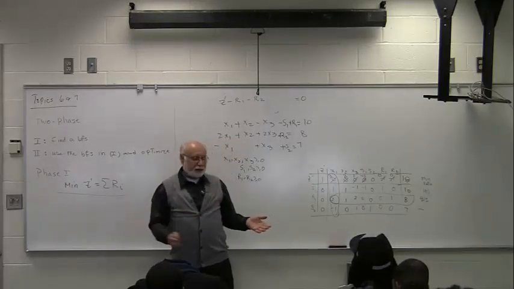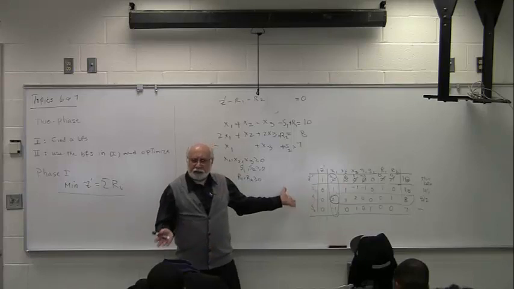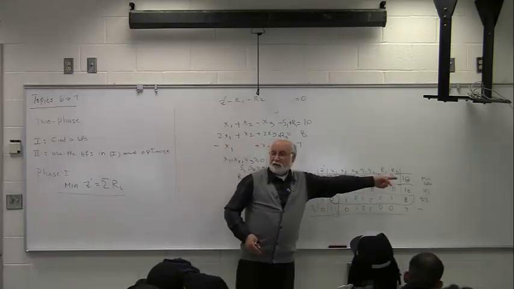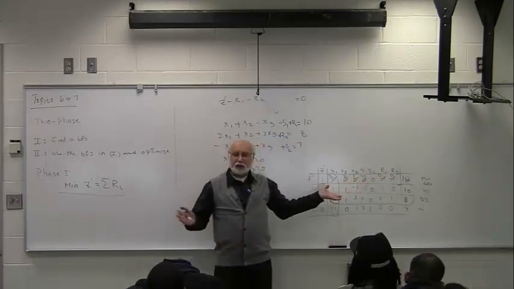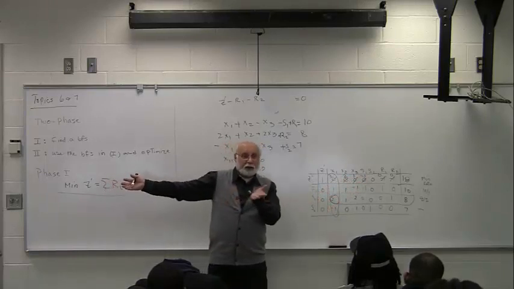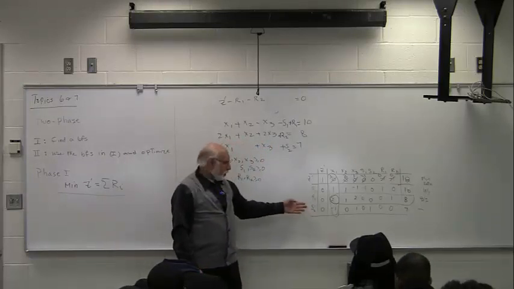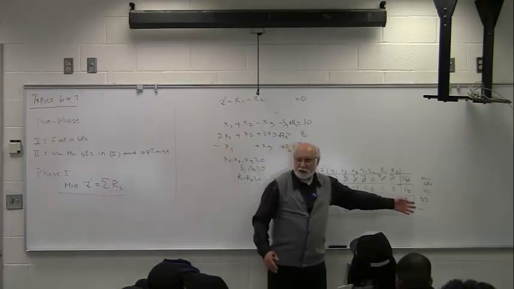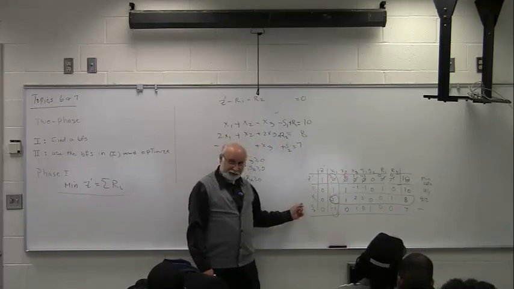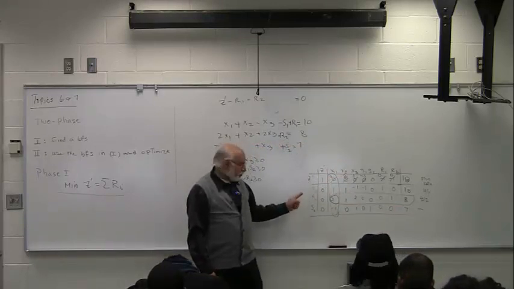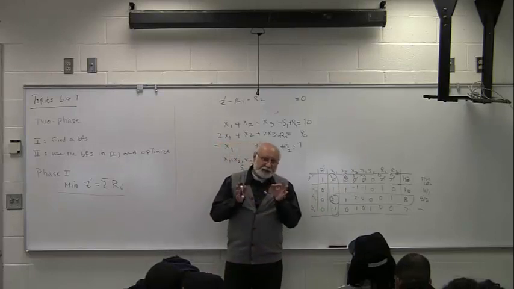When would the problem be infeasible? You reach optimality here. What do you mean you reach optimality? It means you won't have any positive value. This is a minimization. You won't have any positive value in here. Can't go any further. You say optimality is reached. But then you look in here, and you say, oh, I have R2 here, and the value in here is 7. I reached optimality, but I have an artificial variable. I can reach optimality, but with that penalty that I have in there. At that point, you say, this problem doesn't have a feasible region.